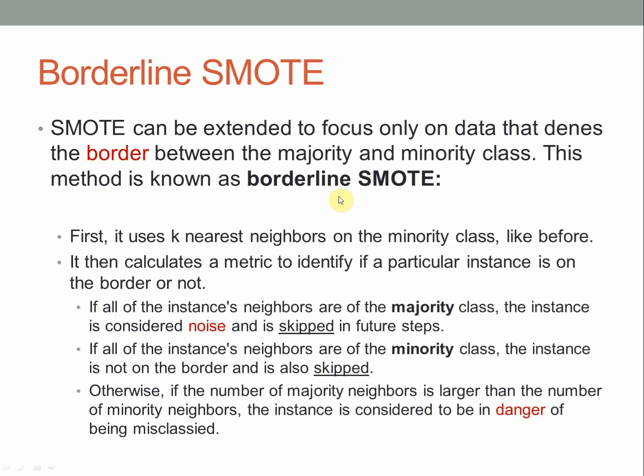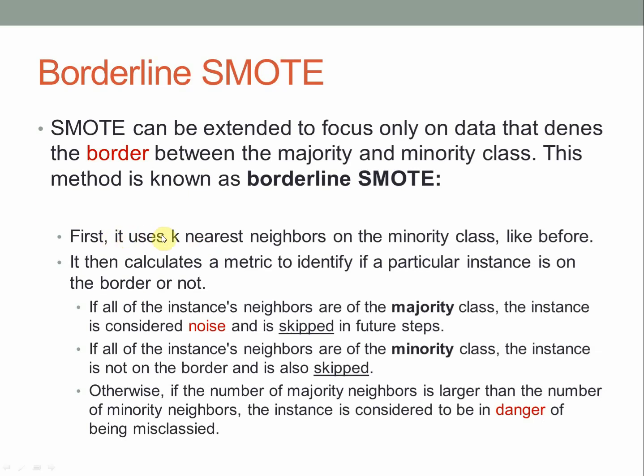So what it tries to do is that it still uses k-nearest neighbor on the minority classes like before. So the first step is the same. The second step is then different. It then calculates the metric to identify if a particular instance is on a border or not. Here is a very big difference between SMOTE and Borderline SMOTE. For SMOTE, it tries to find the neighbors in all of its minority data set. So they only focus on the minority data set.